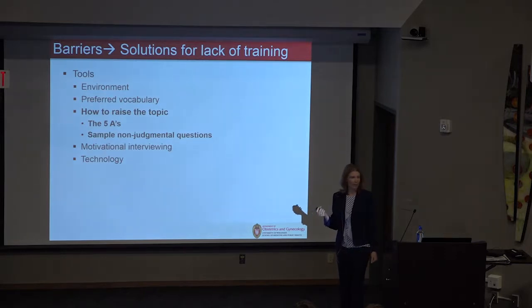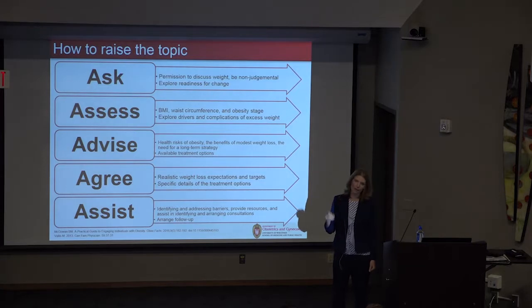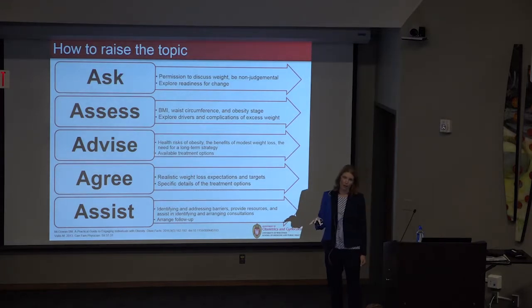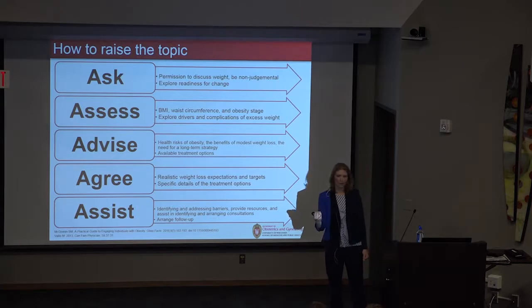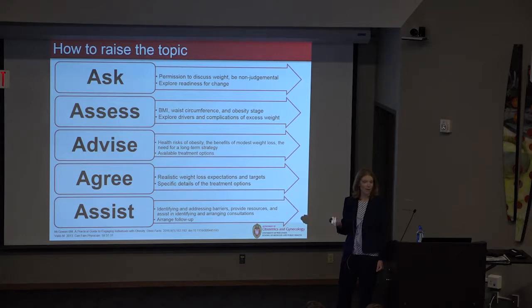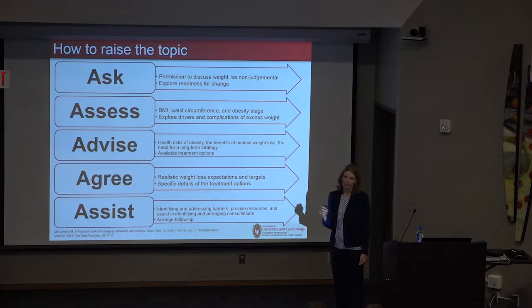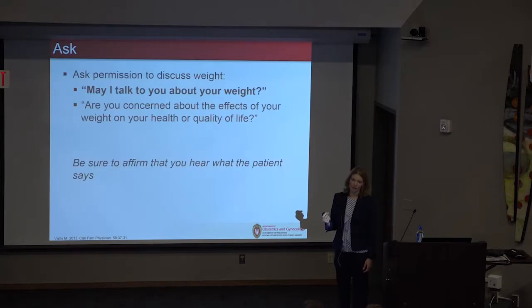So how to raise the topic and go into the 5As, and I provide some sample questions. The 5As are adapted from other behavioral change models in obesity: ask, assess, advise, agree, and assist. First, you want to ask permission to discuss weight, be non-judgmental, and explore readiness for change. Assess their BMI, their weight, advise them on the health risks of obesity, agree on realistic weight loss expectations, and assist them in identifying barriers and arranging follow-up and referrals when necessary.